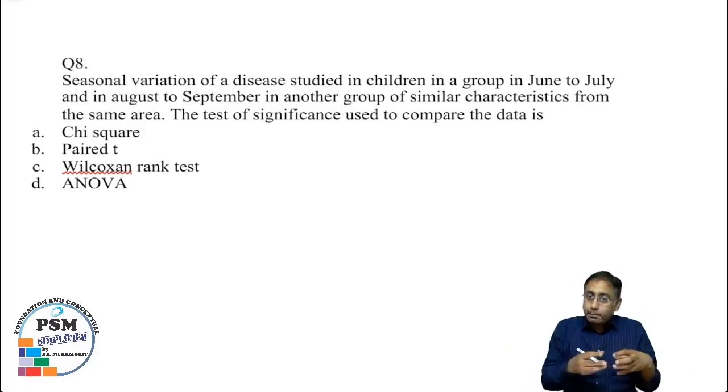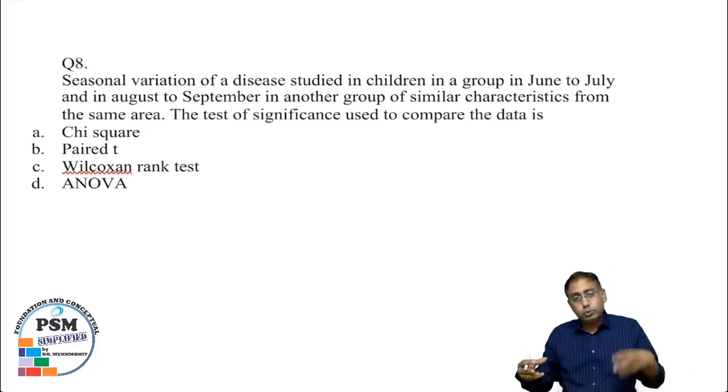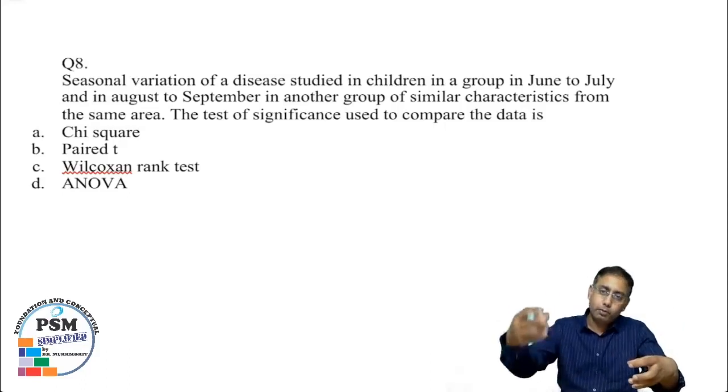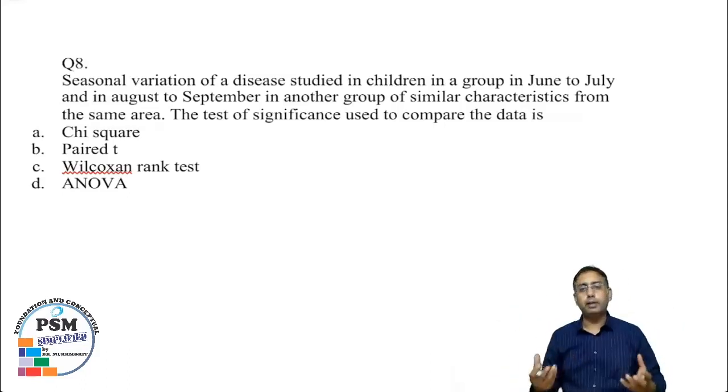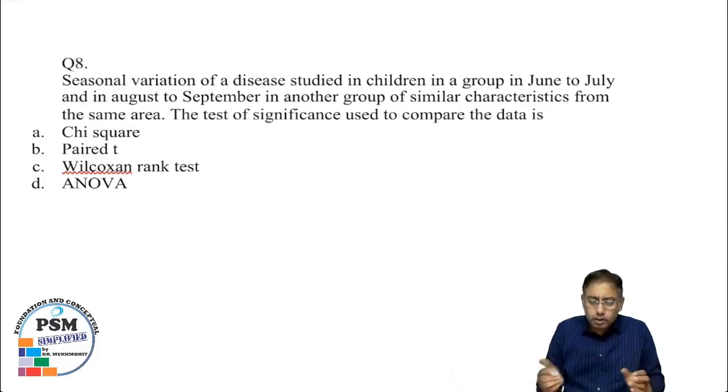Group A, what happens in June? Group B, what happens in June? Group A, what happens in September? Group B, what happens in September? You are comparing this data. Simple. You are comparing what?